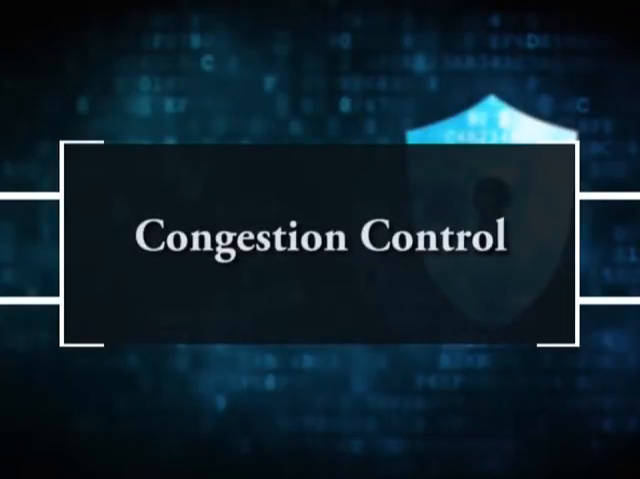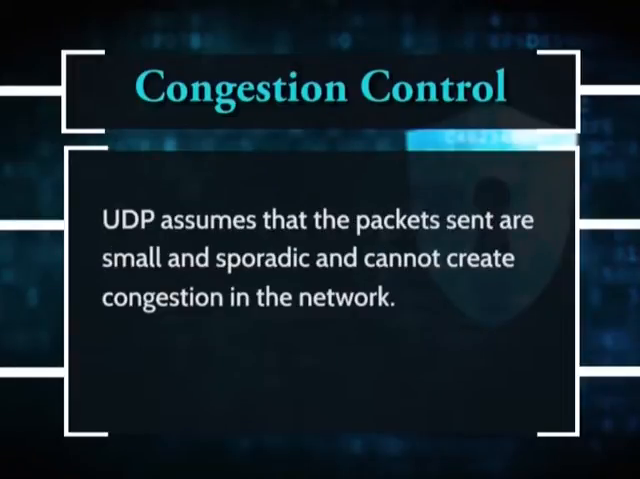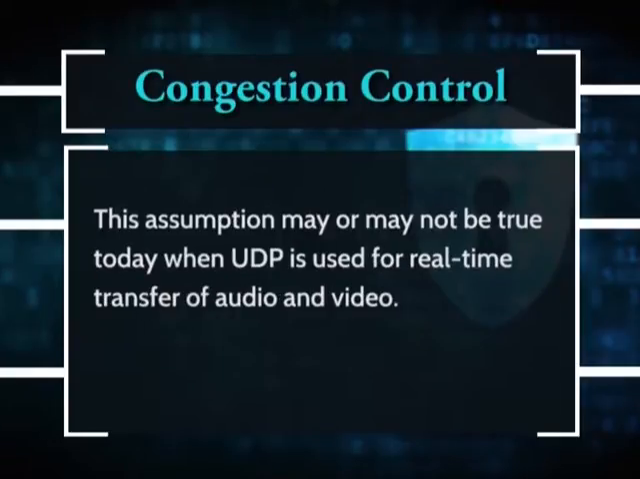Next, congestion control. Since UDP is a connectionless protocol, it does not provide congestion control. UDP assumes that the packets sent are small and cannot create congestion in the network. This assumption may or may not be true today when UDP is used for real-time transfer of audio and video.